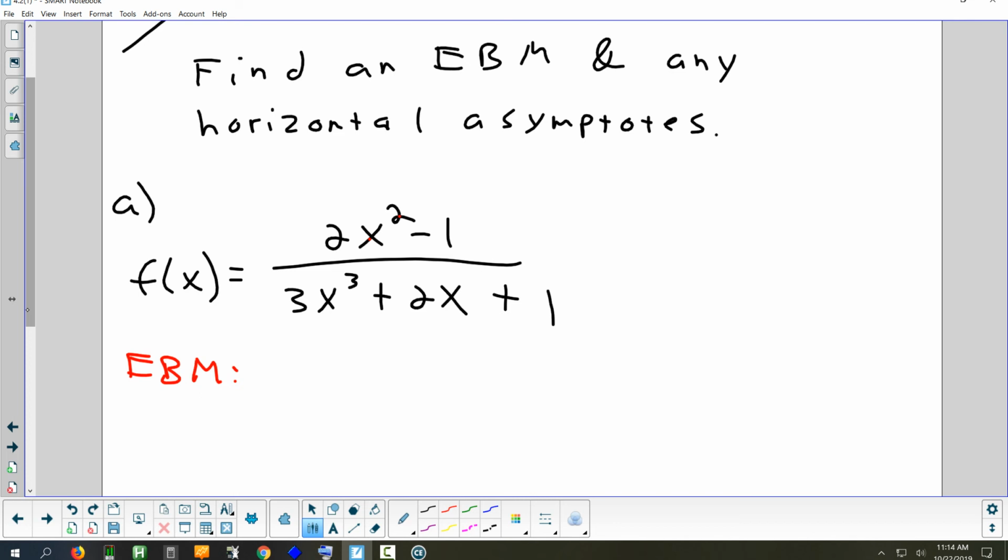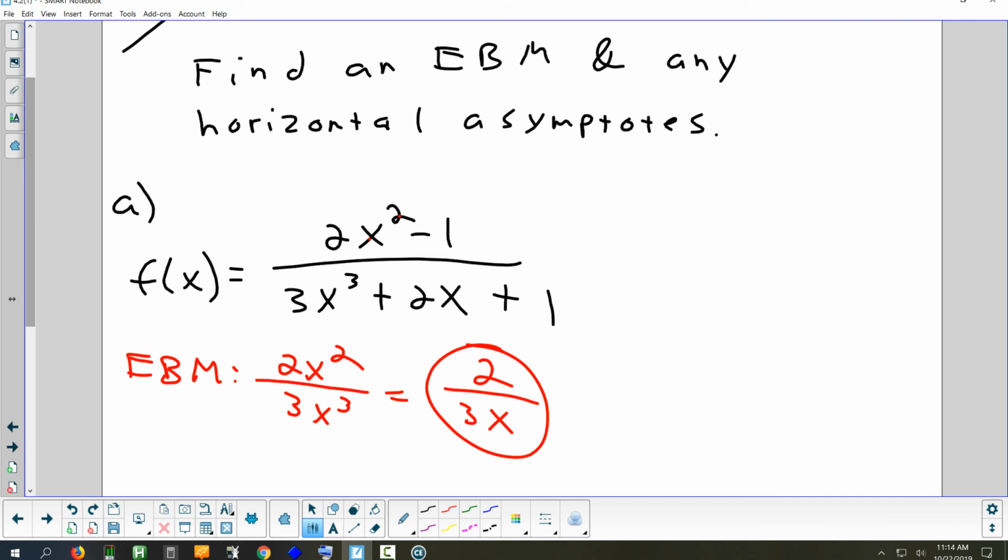Okay, so what's my EBM of the numerator? 2 over 3x. What was it originally? Just in case people don't know how we got that. 2x squared over 3x cubed. I see more x's in the bottom, x cubed, so I'm going to end up with an answer with x's in the bottom. So Derek, what did you say you got? 2 over 3x. Yes, 2 over 3x.